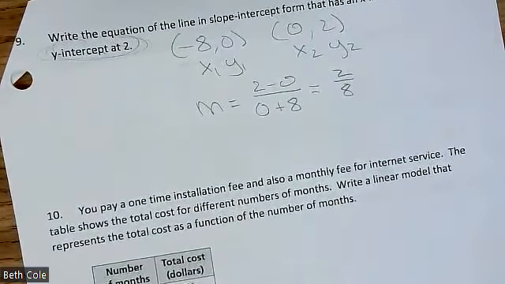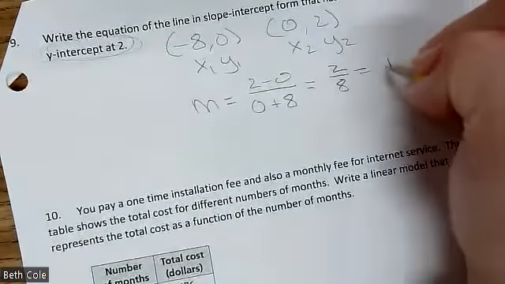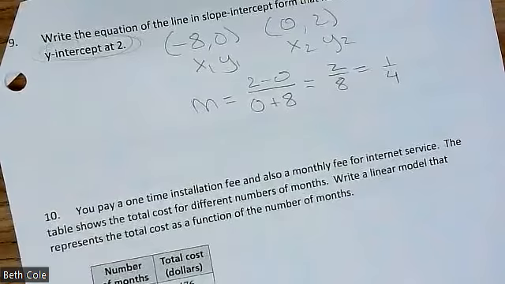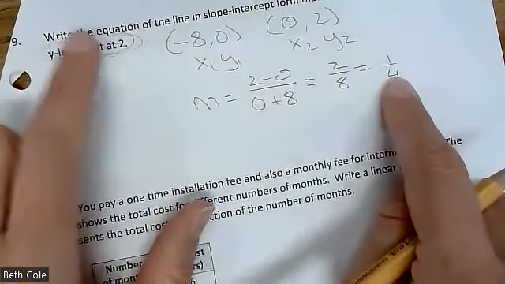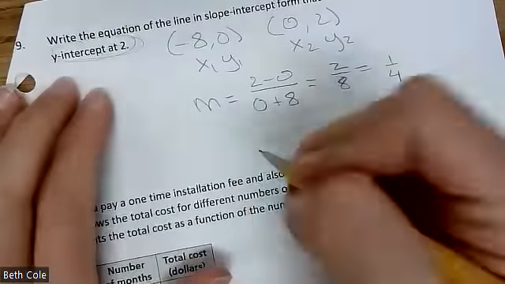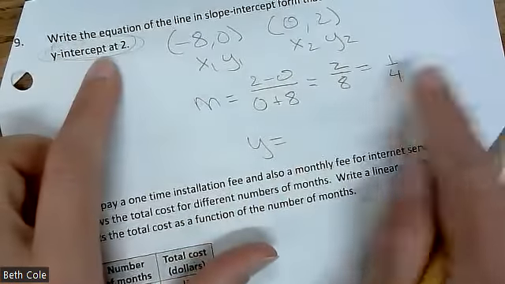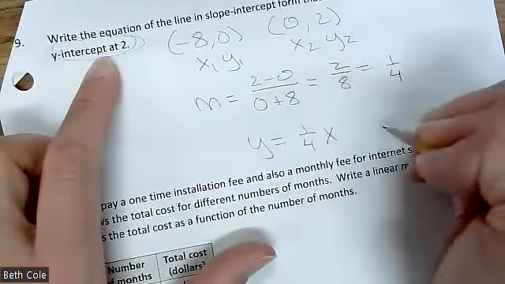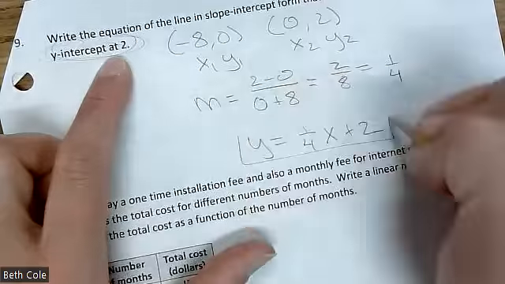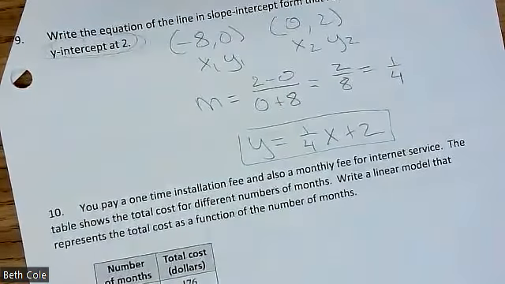That reduces, perfect, 1/4. Now we don't have to do this because we have the y-intercept. This is our slope. This is our y-intercept. Just write the answer. It'll be y equals what? 1/4 x plus 2. Good. So if you have the y-intercept, you are good to go.